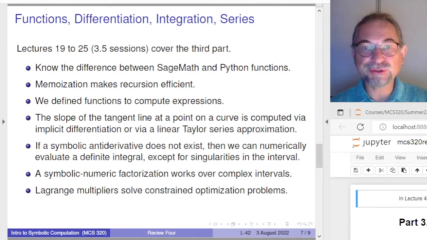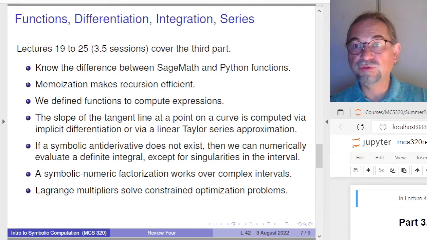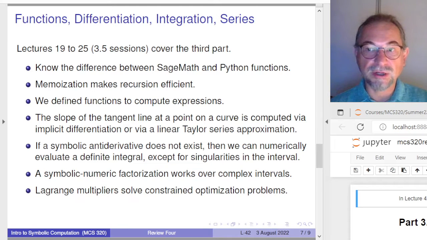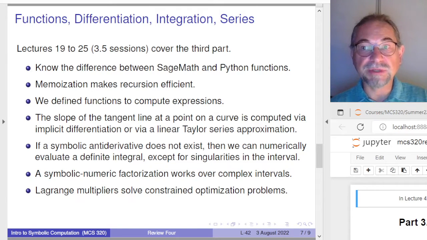So calculus was the title of the third chapter in our lecture notes. We look into functions. Sometimes you have to use Python functions, and we will see a case of that. Sometimes you better use a Sage math function, but in any case, all functions are evaluated within the context of Sage math.